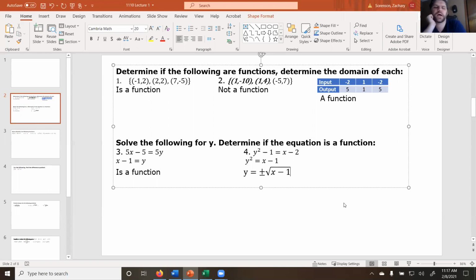And the reason why here is this thing that we just talked about, right? It makes sense. If I plug in, let's say, for example, 2 for x, 2 minus 1 is 1. Square root of 1 is 1. And so I would get a value of y equal to positive 1 and y equal to negative 1. So I'm getting 2 separate outputs for a single input. So this is not a function.